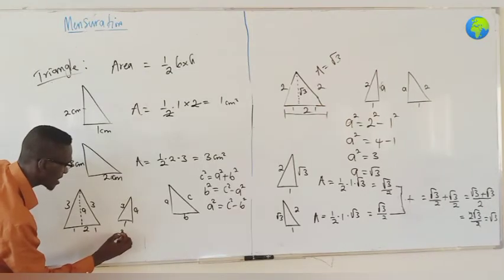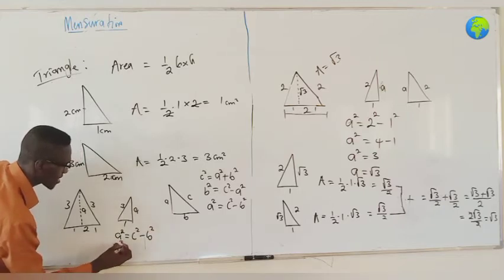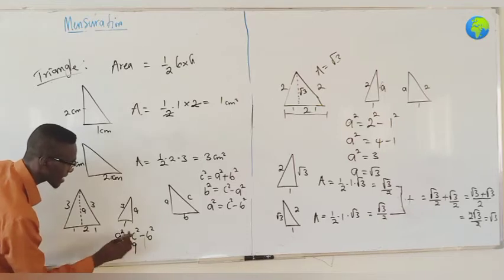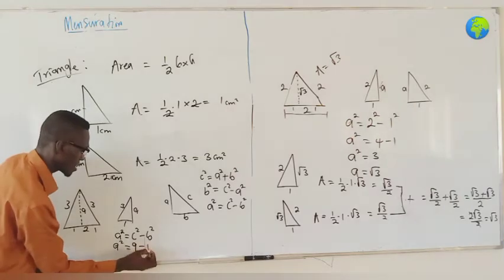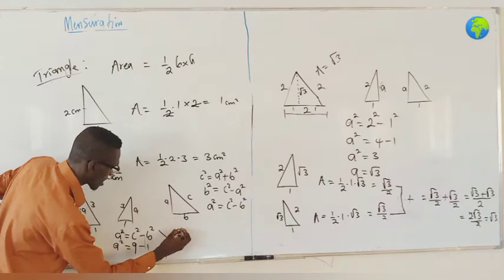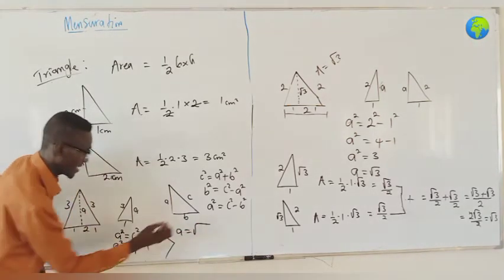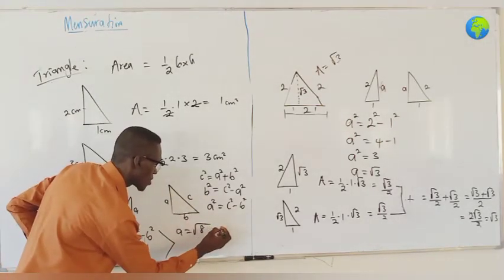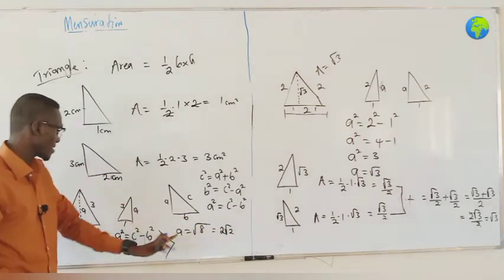Remember the formula. A square is equals C square minus B square. So our A square is equals, what is C square? C square is 3 square. What is 3 square? That is 9 minus 1 square. What is 1 square? That is 1. So, sorry, we continue here. Our A is equals square root of 9 minus 1, which is 8. So A is equals square root of 8, or I can write it in radical form to be 2 root 2. This is my A, the missing side actually.